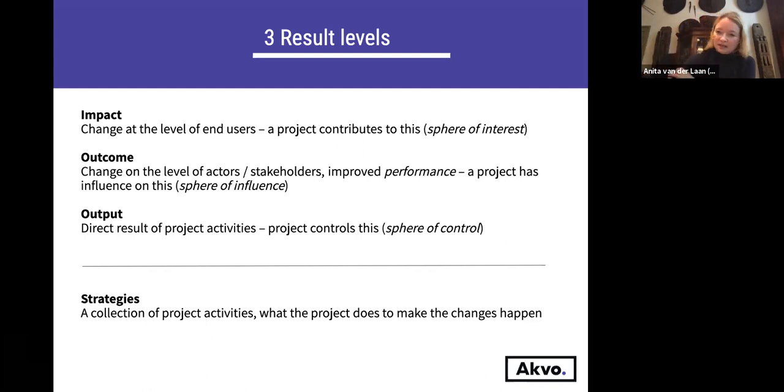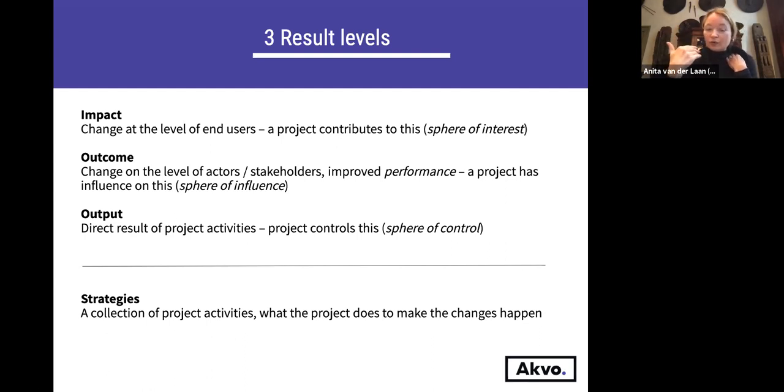And then impact is at even a level further. It's these local actors, when they do their work better, like more inclusively or more environmentally sustainable, as an example, then small farmers or end users of water supply systems or whoever, they will benefit. That's what we call impact. The result at that level is impact. I don't even have influence over it. I can say I contribute to it. It's in my sphere of interest.